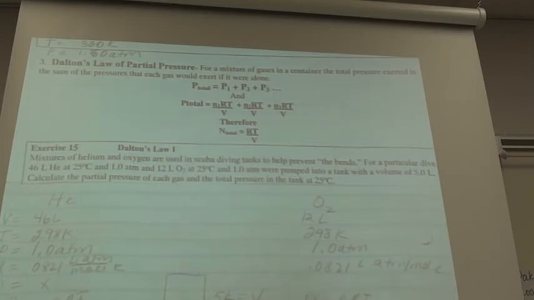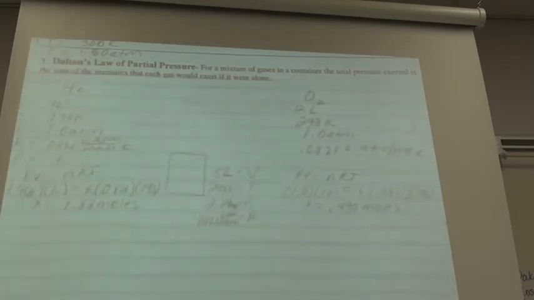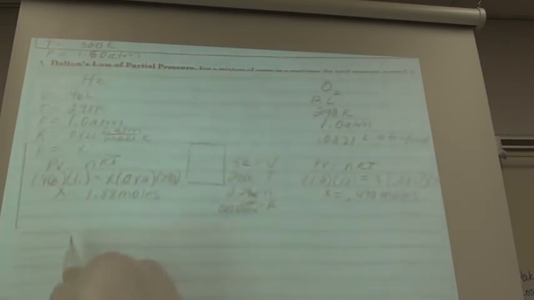what is it? 2.29 moles. Still no R. So I think I can figure this out. PV, oops, do I know the pressure? Is that what I'm looking for? Yeah, that's what I'm looking for. PV equals nRT, where this is what we don't know.